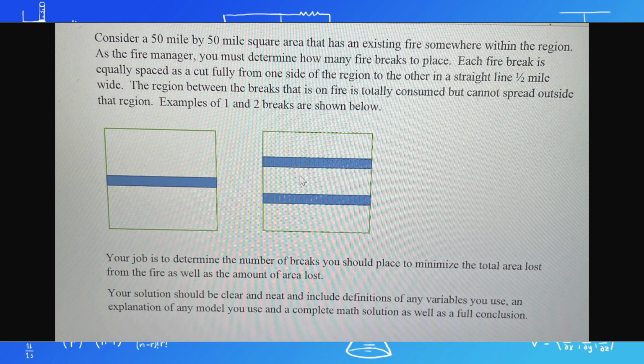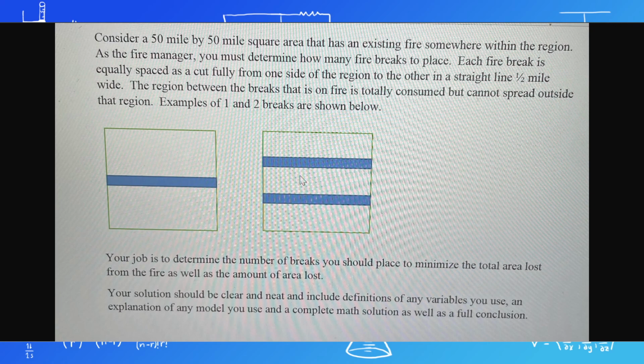So it says, consider a 50 mile by 50 mile square area that has an existing fire somewhere within the region. As the fire manager, you must determine how many fire breaks to place. Each fire break is equally spaced as a cut fully from one side of the region to the other in a straight line 1/2 of a mile wide. The region between the breaks that is on fire is totally consumed but cannot spread outside that region. Examples of 1 and 2 breaks are shown below.